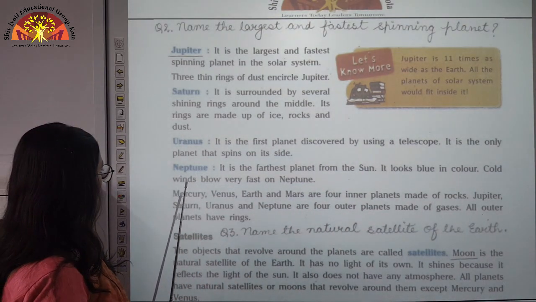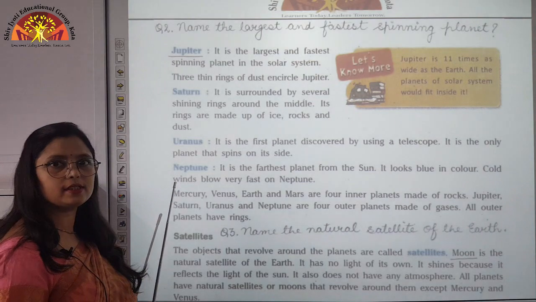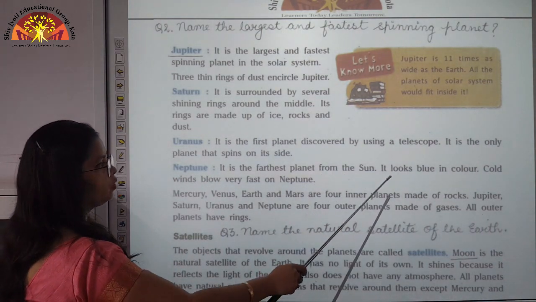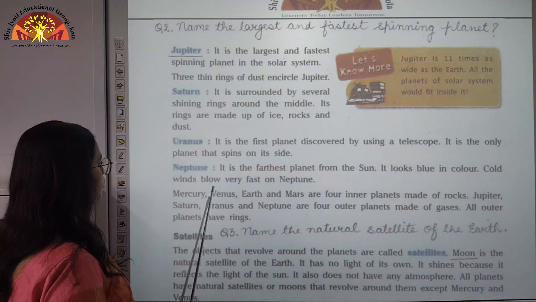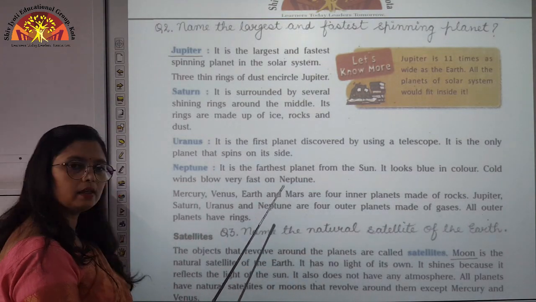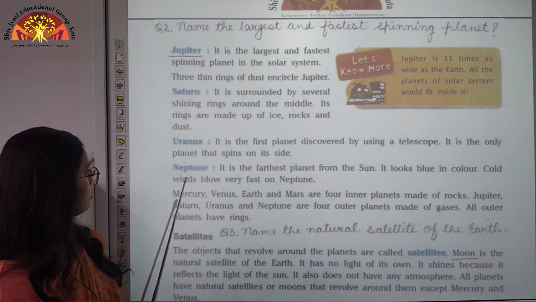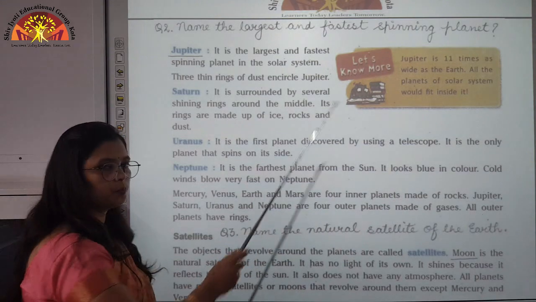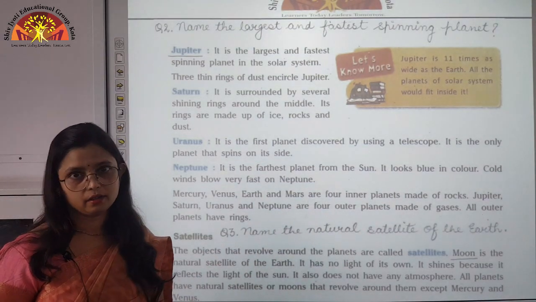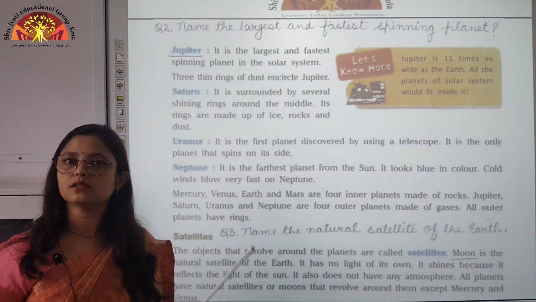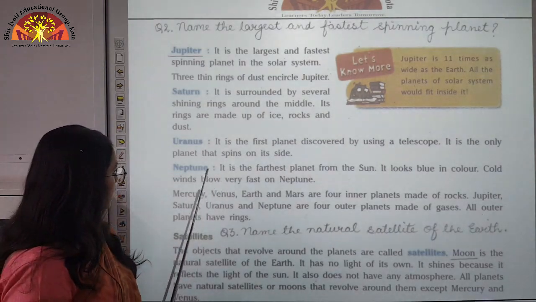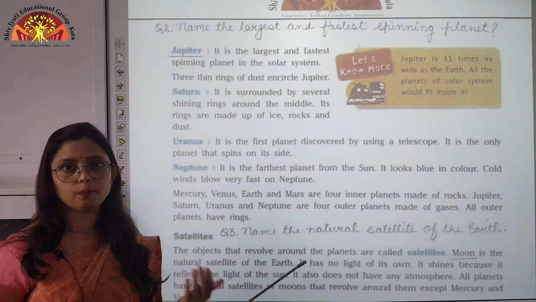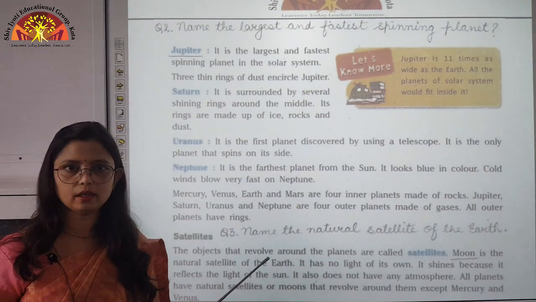Okay. Then we come to the last planet of our solar system, which is Neptune. Neptune is the farthest planet from the sun. It looks blue in color. Cold wind blows very fast on Neptune. Now here it is the farthest planet from the sun, but see children, it also looks blue in color, and our earth is also blue in color, but the reason is not the same. The gases which are present at Neptune, they reflect back blue light, that is why it appears blue in color.